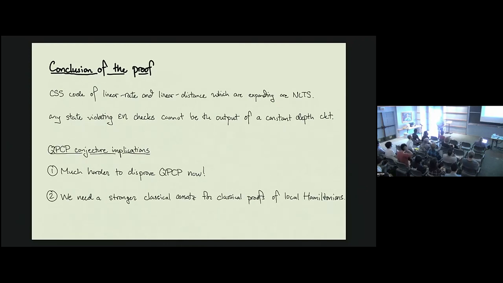I had always thought that linear distance was maybe not necessary, that even quadratic distance could be NLTS, and that hasn't been disproven, by the way. So even the hypergraph product codes could be NLTS. We just don't have clean proofs of that yet, or disproofs. Yeah, there were some more questions back there.